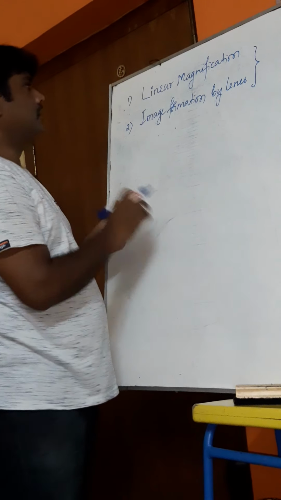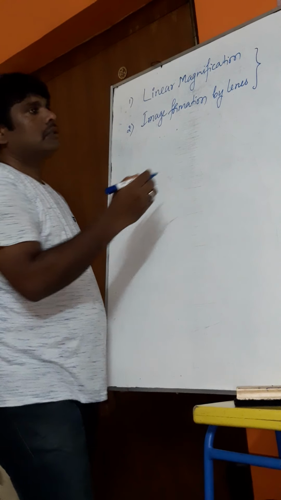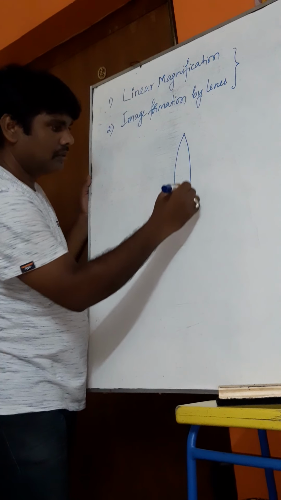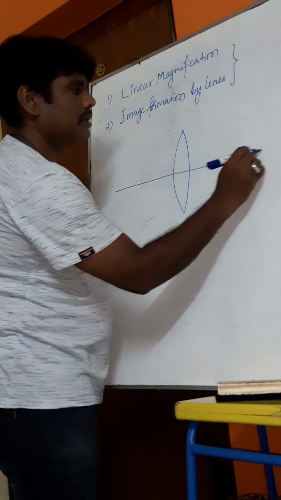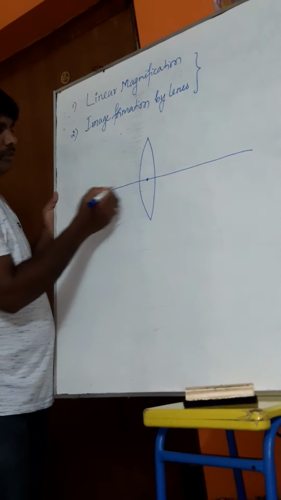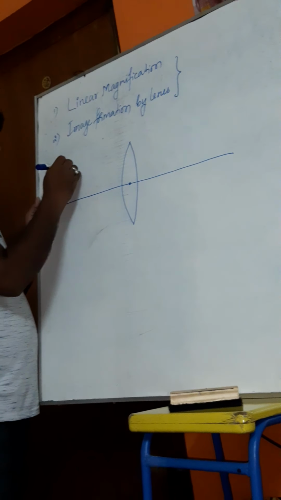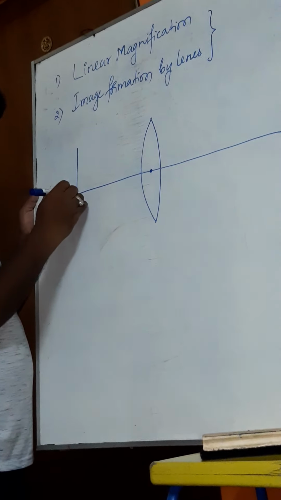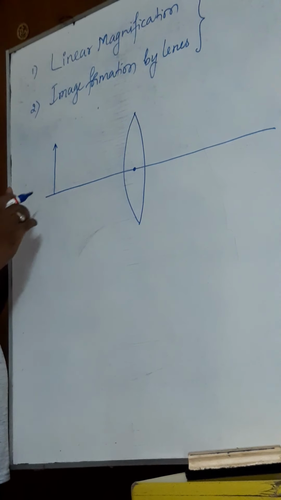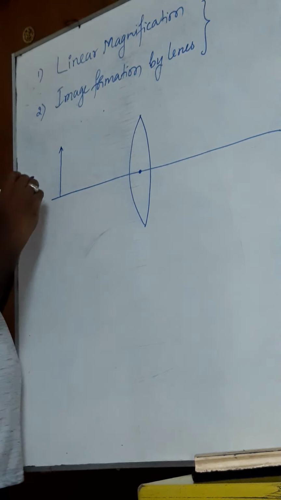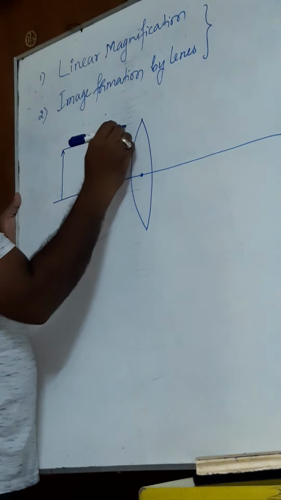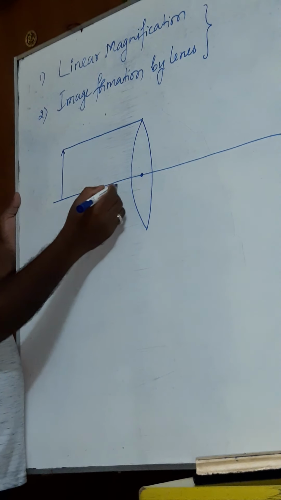So first of all, to understand what is linear magnification, let us consider a ray diagram. It is a convex lens, principal axis, this is the optic center. Now on the principal axis, let us consider a linear object, just like a candle burning here. So this is the direction of the object. To complete this ray diagram, one light ray should be drawn parallel to the principal axis.